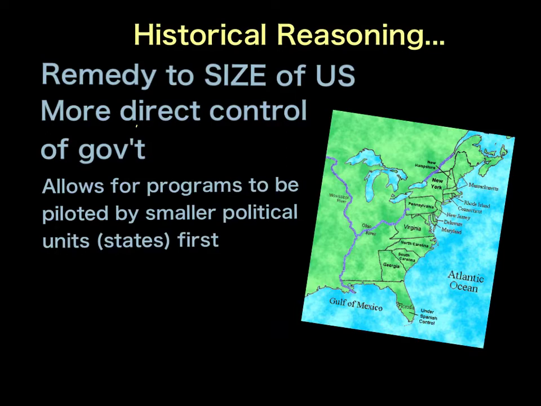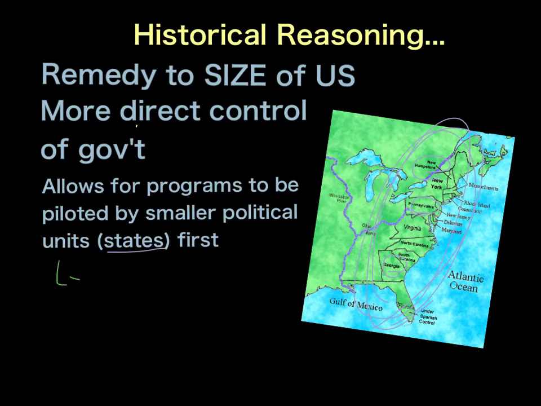Our country was formed with the 13 original colonies, which became the first 13 states, and the reason federalism was put in place was as a remedy to the sheer size of the United States. It gave each local authority, whether that's Georgia or Pennsylvania or New Hampshire, more local control, but still bound all the states together. Also, it allows for programs to be piloted by smaller political units like the states first.